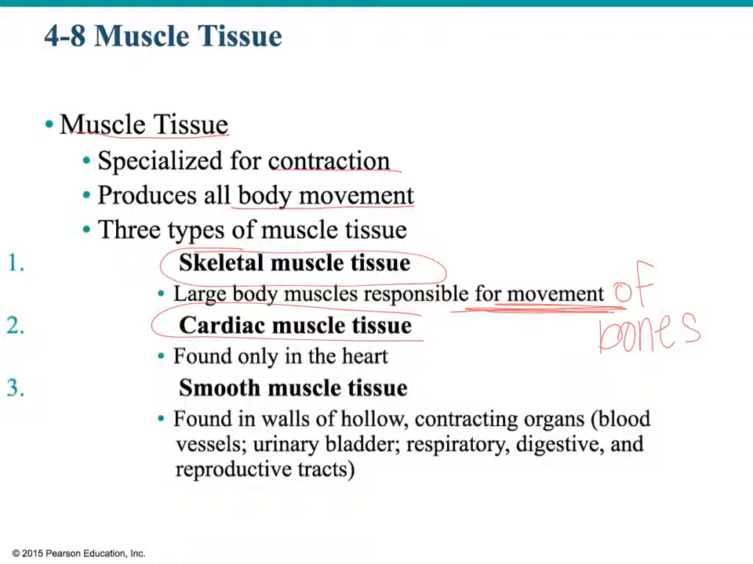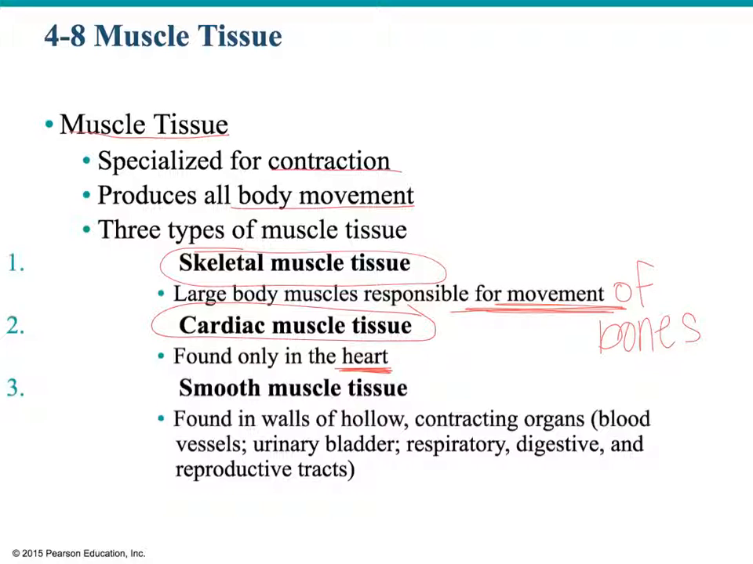Cardiac muscle tissue is found where? The heart. And when the cardiac muscle tissue contracts, what does it make the heart do? Makes it beat. And when your heart beats, what does it actually do? Pumps blood. So that's because of special cardiac muscle tissue. So your heart is a big muscle.